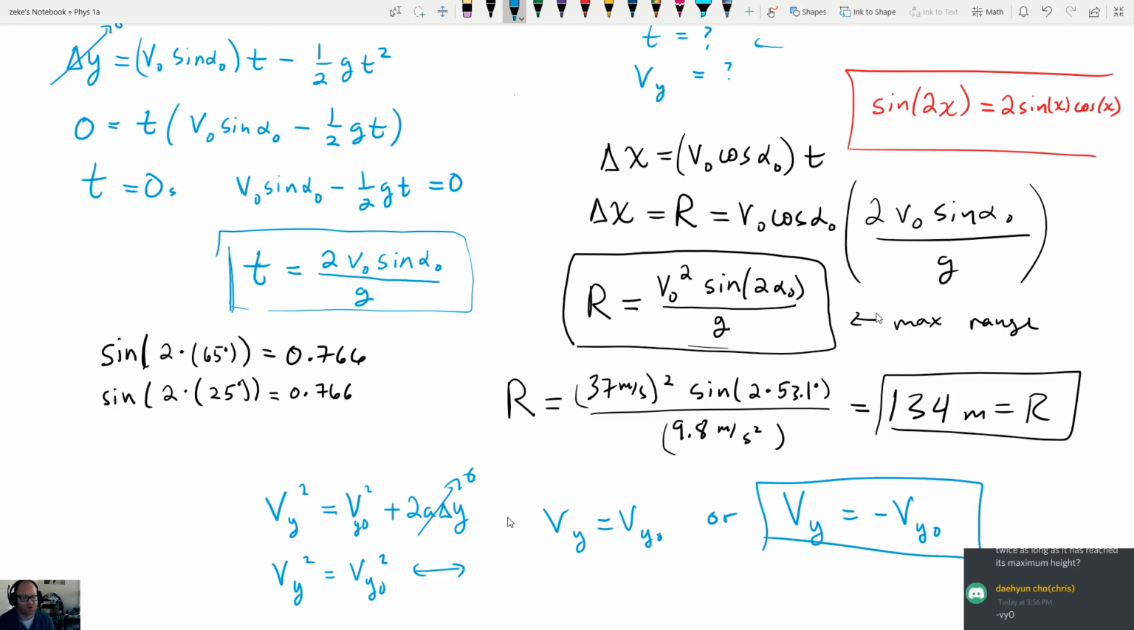Because we know that the ball is launched upwards, so it has a positive y velocity component, and right before it hits the ground, it has a negative y velocity component. Okay? So there we go.